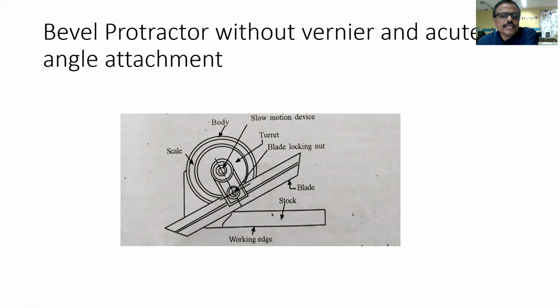Then in this diagram, you can see the bevel protractor without the vernier and acute angle attachment. There is no vernier and no acute angle attachment. Instead of that, you have the turret here. All other parts are the main scale, the turret, the blade locking nut, the blade, the stock, and the working edge. So it does not have a vernier and acute angle attachment.